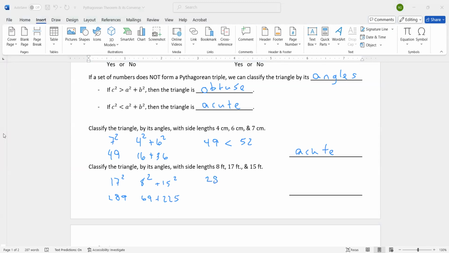So then 289. And the other side is also 289. These are equal. If they're equal, it's a right triangle. Okay. All right. On to the back side.